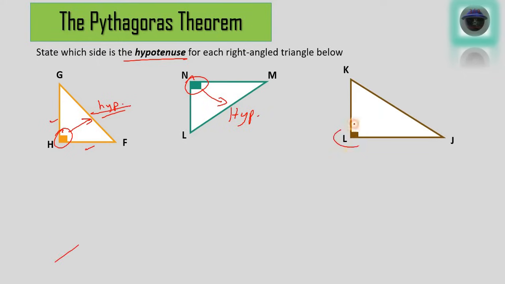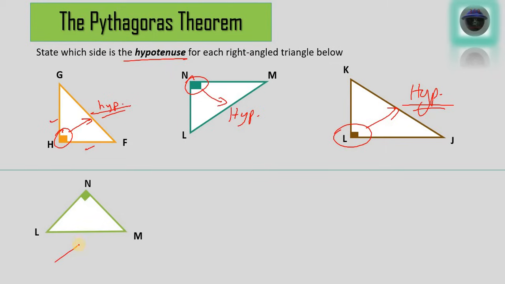Now here we have the right angle again, and opposite the right angle we have the hypotenuse. The other two sides are the short sides. And here again we have this side, which is the hypotenuse, because opposite the right angle is the hypotenuse.